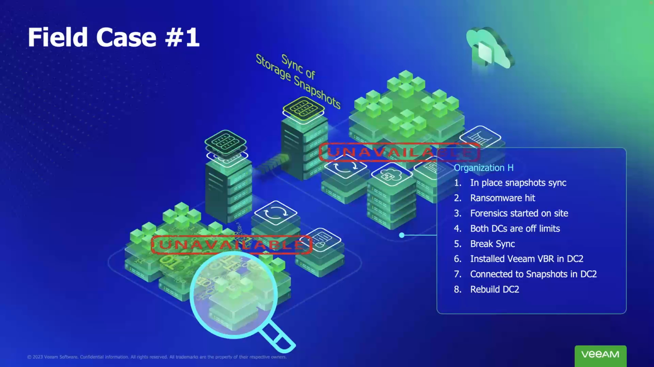That brings down the DR site. So basically, the forensics team came in and locked down the whole environment. Both DCs are off limits while they are doing the investigation. So what happens here is the customer engaged one of our consultants, a Veeam consultant, to come in and take a look.